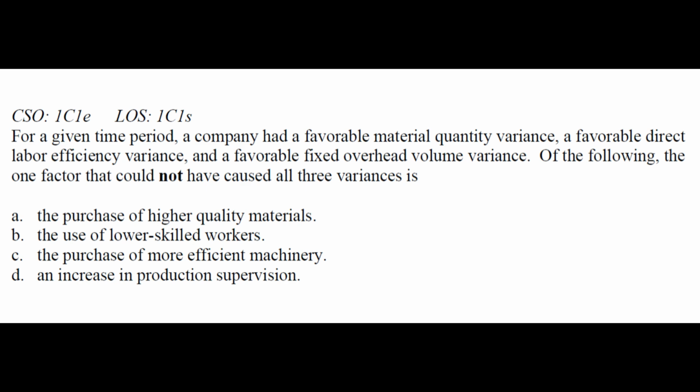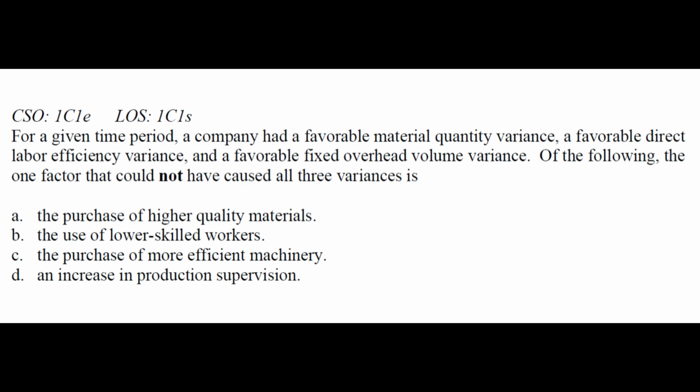A. The purchase of higher quality materials. Incorrect. Higher quality materials often reduce defects and waste, leading to a favorable material quantity variance and favorable labor efficiency variance. Faster production may also contribute to higher output and a favorable fixed overhead volume variance. B. The use of lower-skilled workers.